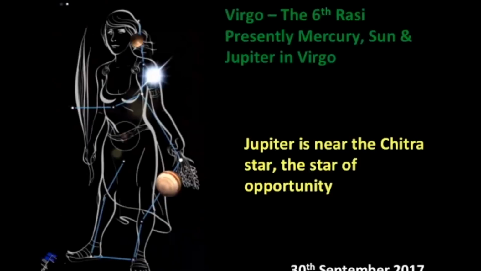So Chitra Nakshatra, which is also called the Spica or speaker star, is called the star of opportunity. What I would like to show you is the Virgo constellation and how it looks. This picture was taken on 30th September 2017, and this is the Virgo constellation.